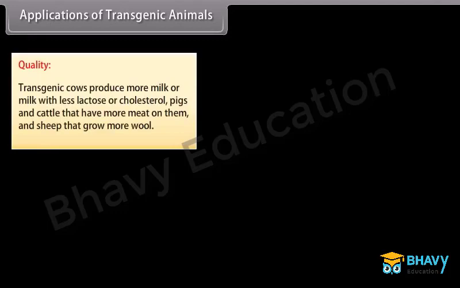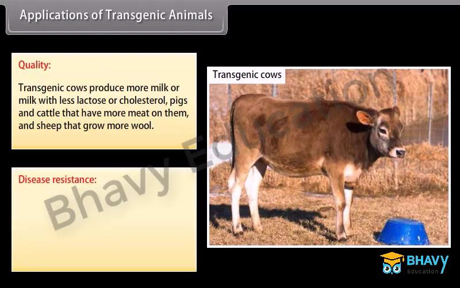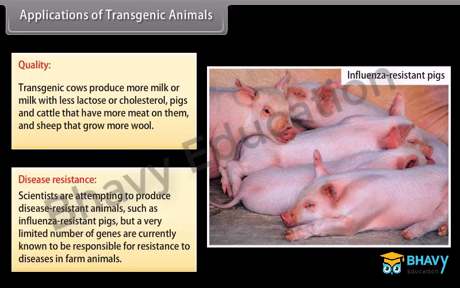Quality. Transgenic cows produce more milk or milk with less lactose or cholesterol, pigs and cattle that have more meat on them, and sheep that grow more wool. Disease resistance. Scientists are attempting to produce disease-resistant animals, such as influenza-resistant pigs, but a very limited number of genes are currently known to be responsible for resistance to diseases in farm animals.